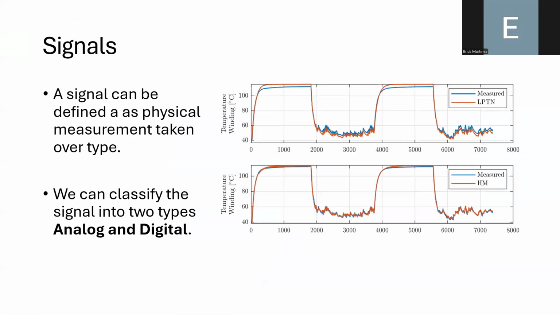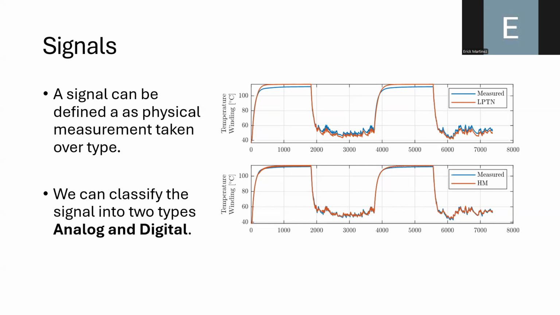A signal is basically the measurement of a physical phenomenon over a period of time. For example, in this picture, what I'm showing you is the changes of temperature over a period of time for the windings of a permanent magnet synchronous motor. In fact, this is data from a real motor that we used in the past, and you can observe how the temperature changes occur over a period of time.